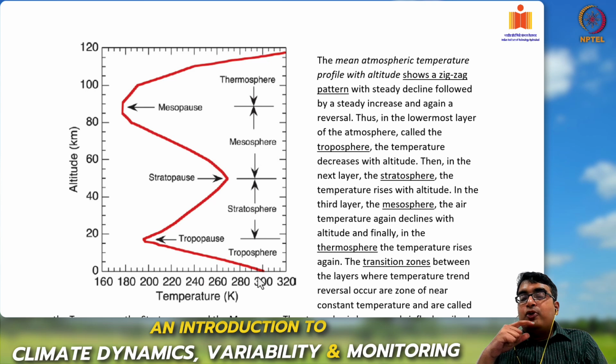The lowest layer, troposphere, where air temperature linearly decreases with altitude. The next layer, stratosphere, where air temperature linearly increases with altitude. The third layer, mesosphere, where air temperature again linearly decreases with altitude. And the fourth layer, thermosphere, where air temperature increases with altitude. And the inflection points are called tropopause, stratopause, and mesopause respectively.